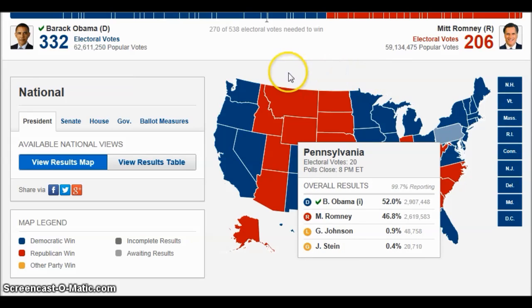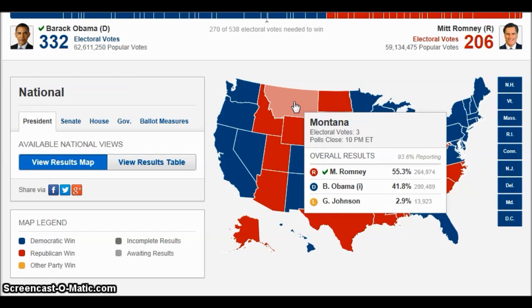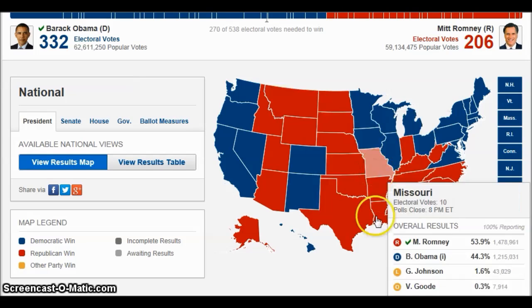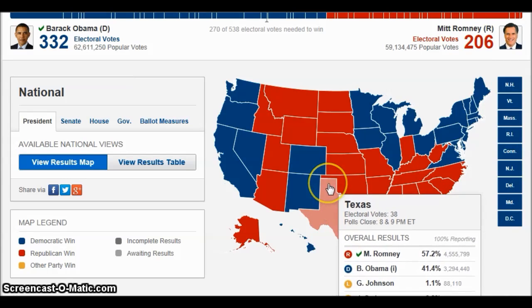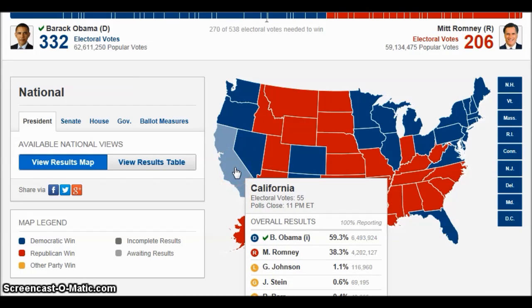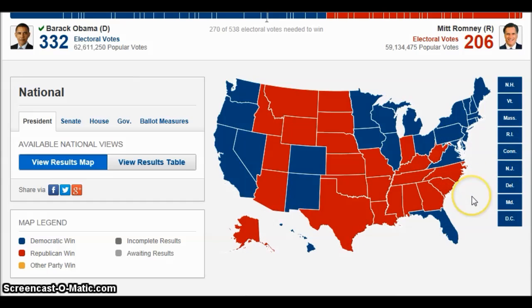And you move to what seems like a bigger state like Montana, and Romney won it handily with 55% of the vote. But Montana's only worth 3 electoral votes because they only have 1 representative plus their 2 senators. You have a state like Texas, which is fairly big, and Romney won that handily and won all 38, but it's kind of offset by Obama winning California, which has the most electoral votes with the highest population in the United States, and 55 electoral votes. And so it's about what states you win, not how many you win.